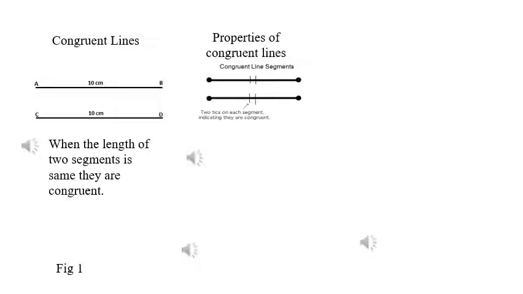Okay. Now there are some properties of congruent lines which we are going to learn. The first one is reflexivity, second is symmetry, and third is transitivity.